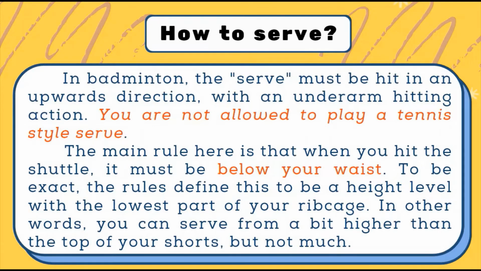How to serve. In badminton, the serve must be hit in an upwards direction with an underarm hitting action. You are not allowed to play a tennis-style serve. The main rule here is that when you hit the shuttle, it must be below your waist. To be exact, the rules define this to be a height level with the lowest part of your rib cage. In other words, you can serve from a bit higher than the top of your shorts, but not much.